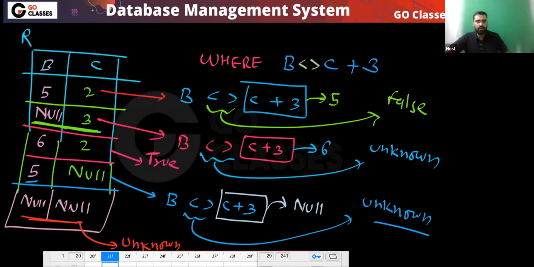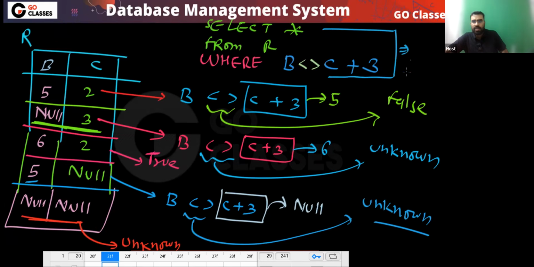Is this clear? So if I directly want to print from R, select star, how many tuples will be printed for this query? The number of tuples in the output are those for which you are getting true. Only one tuple will be in the output.